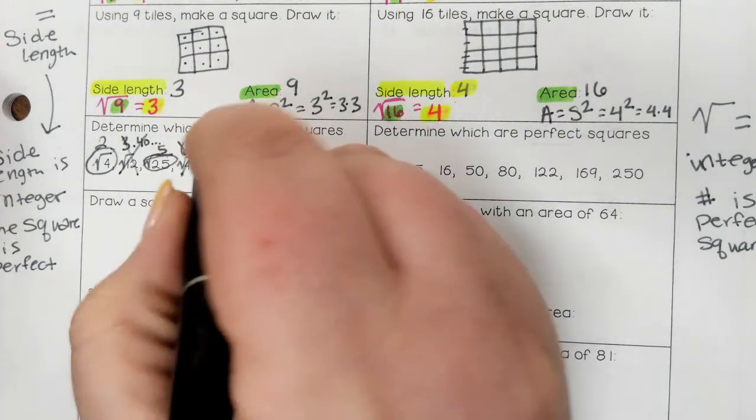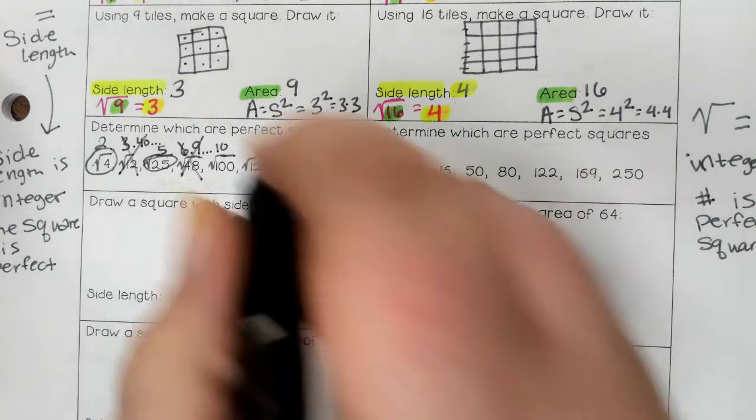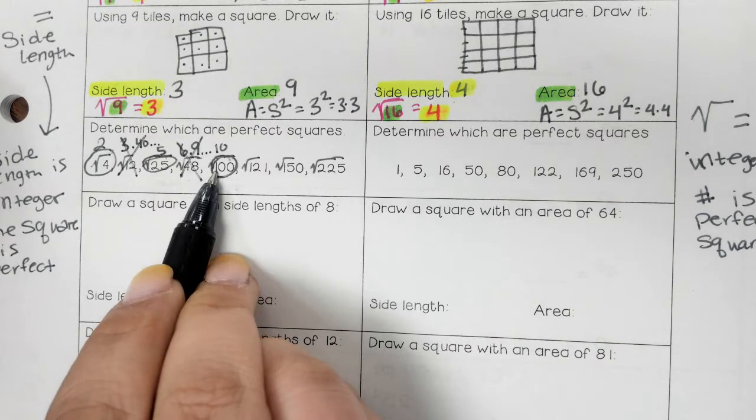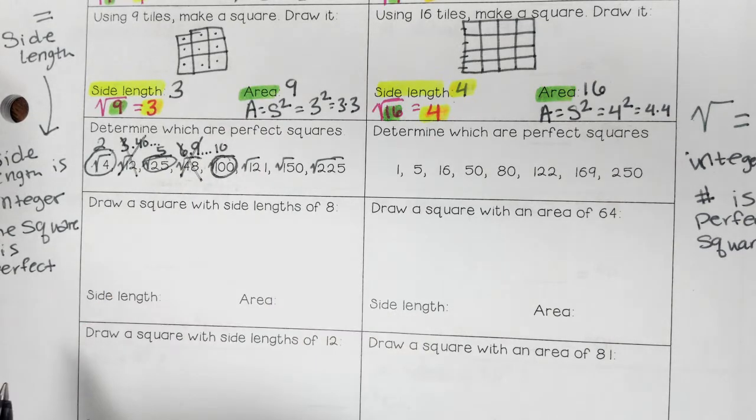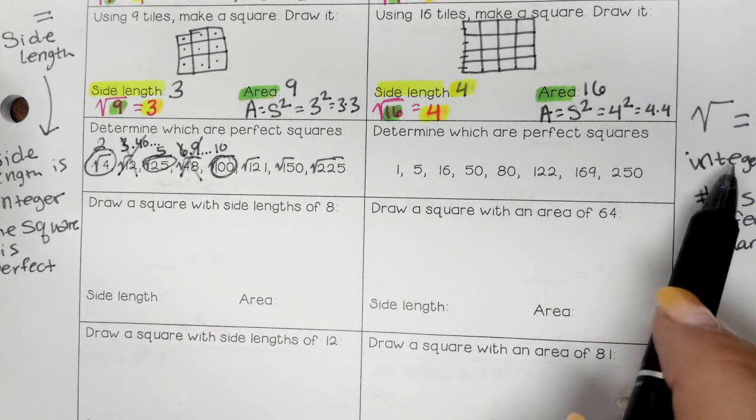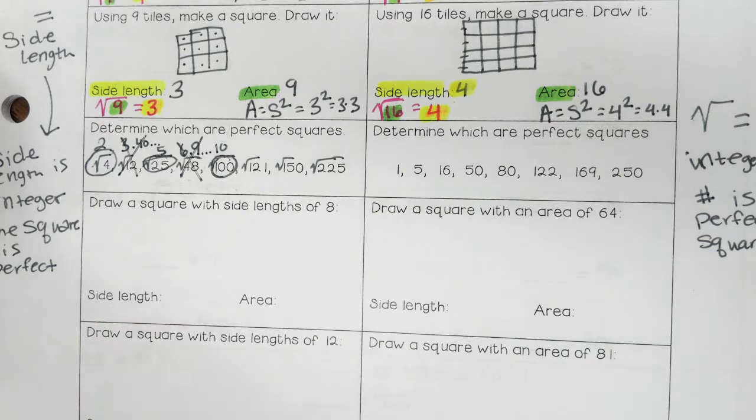The square root of 100 is 10. 10 is an integer, so 100 is a square number. Notice that 100 is a square number, not the square root of 100. 100 is the square number because its square root is a whole number, or an integer.